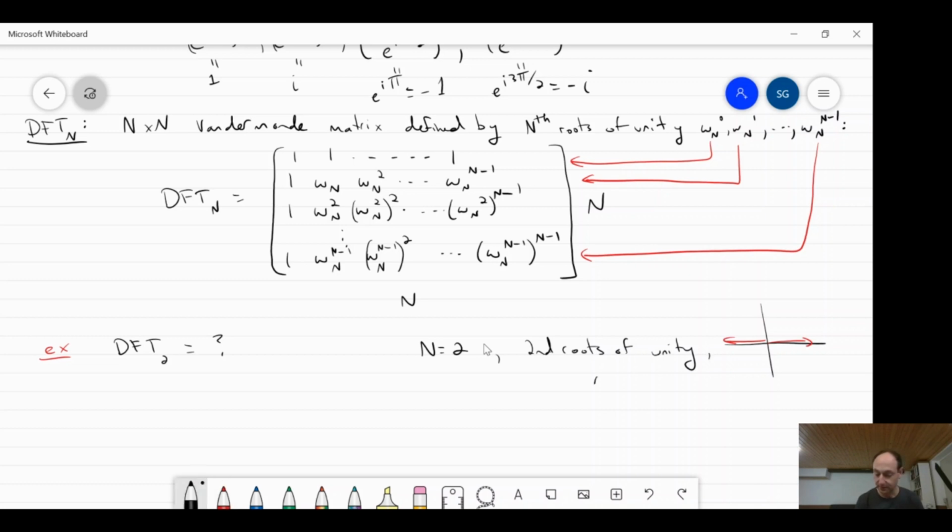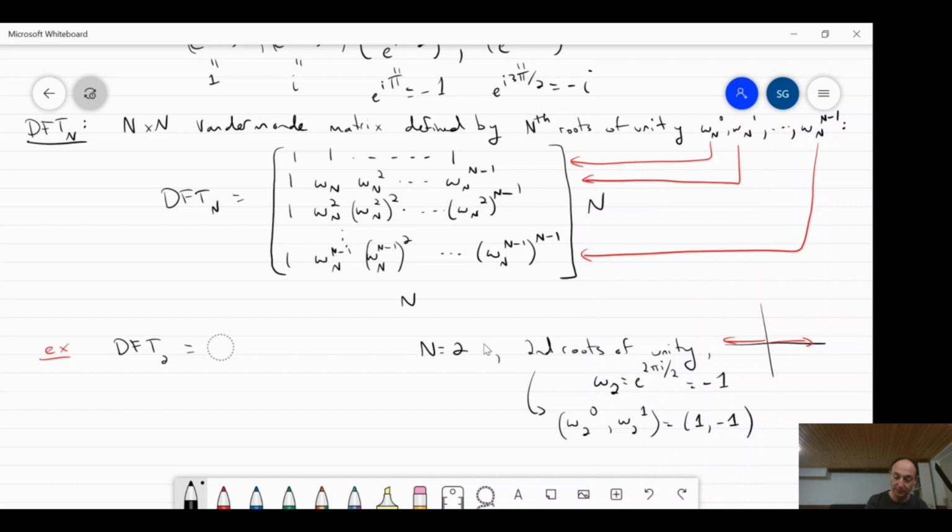So omega_2 is basically minus 1. That's right. And so then, maybe I should be a little bit more formal, e to the 2 pi i over n, which is 2, right? And so this is minus 1. And so what are the roots? Well, they're going to be omega_2 to the 0, which is 1, and omega_2 to the 1, which is minus 1. So this sequence is 1, minus 1. So those are the two second roots of unity.